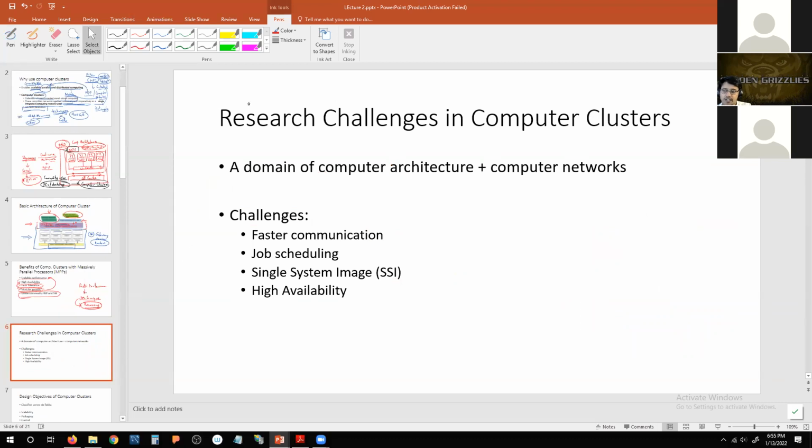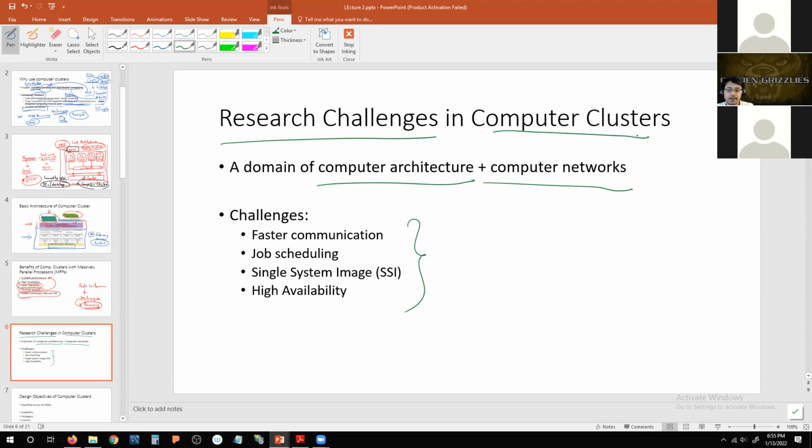In terms of research, when it comes to computer clusters or clustering, the research falls into the computing subdomains of computer architecture and computer networks, all right? And some of the research challenges that you're going to face within this domain are basically how to perform faster communication, how to perform job scheduling and job allocation. On top of that, there is also a problem of allocation. And in the new day and age, there is another research domain which is about service discovery, which is also applicable to cloud computing as well.